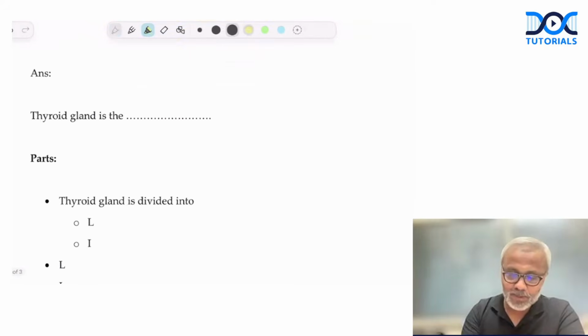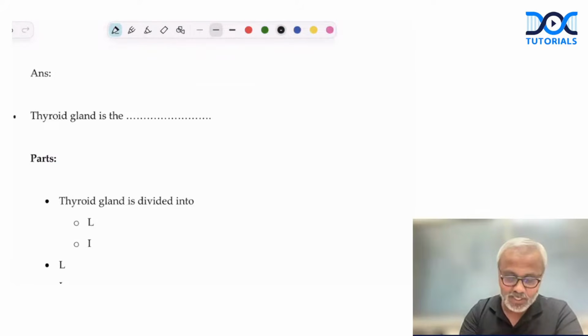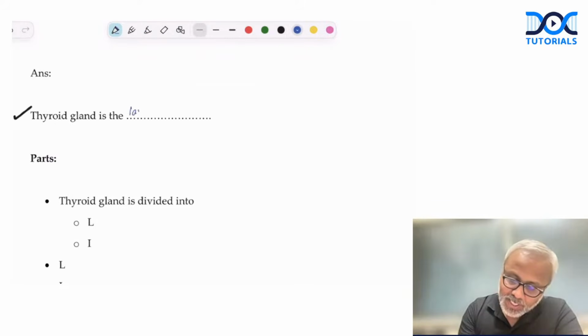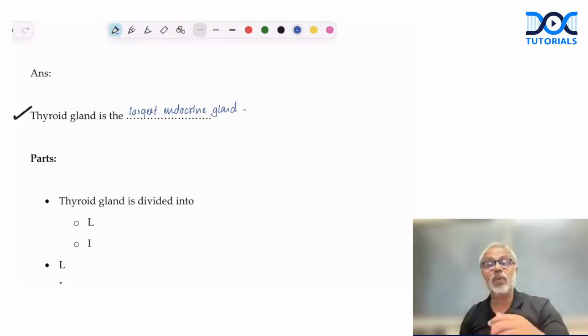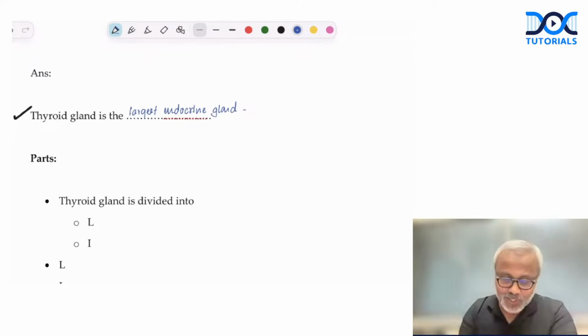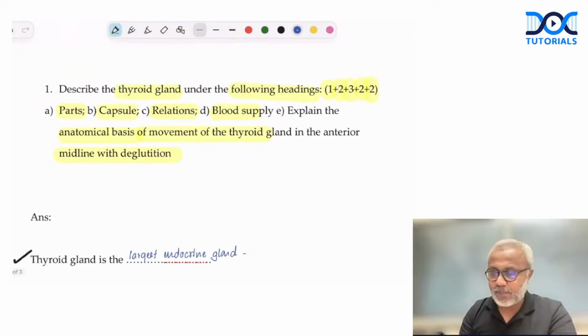The first thing, even though this is not asked, it's very apt to begin with: what exactly is the thyroid gland? So the thyroid gland, as we know, is the largest endocrine gland, correct? This is the first line you can start with. Thyroid gland is the largest endocrine gland, and then you can go on describing everything else. The next question was about parts, right? And parts was for 2 marks. Parts and relations. Okay, capsule.